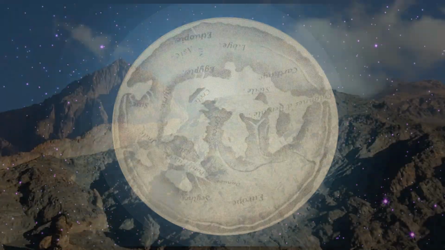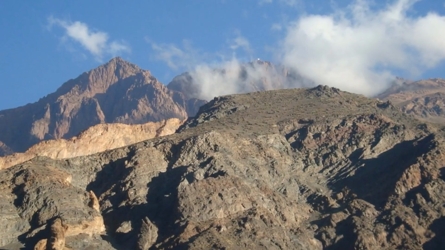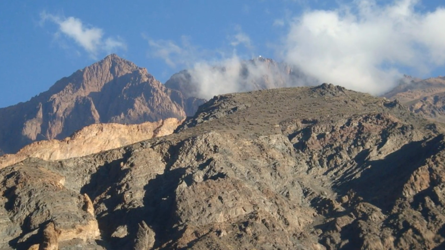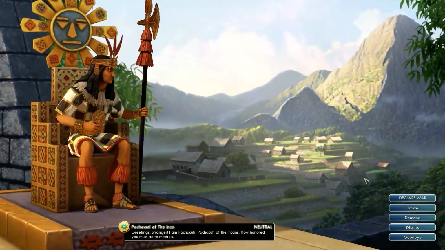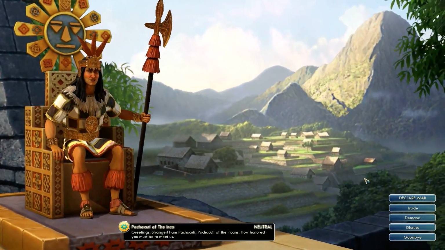Lastly, in the way of looking at historical powers, you get one of the strangest but most intriguing examples. The Inca.